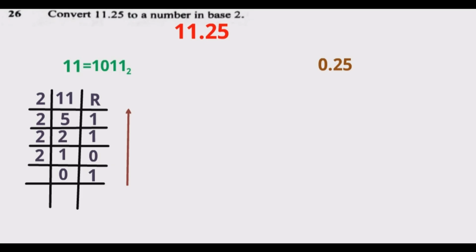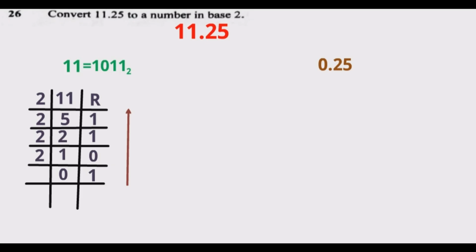That is the number in base 2. That is 11 in base 2. Okay, once we have done this, that means we have found the value of 11 in base 2. We go to the decimal part, which is 0.25.